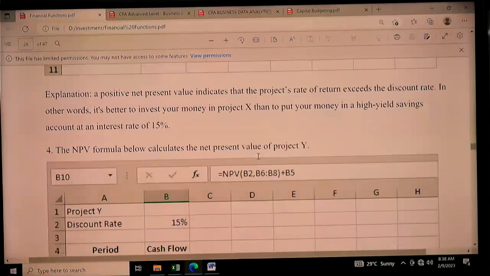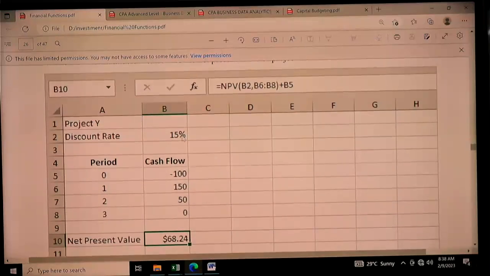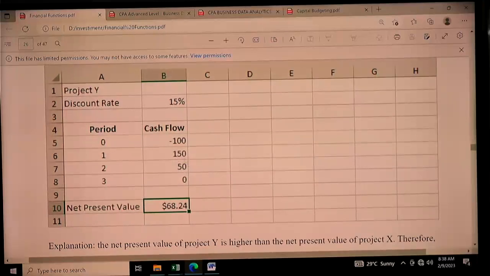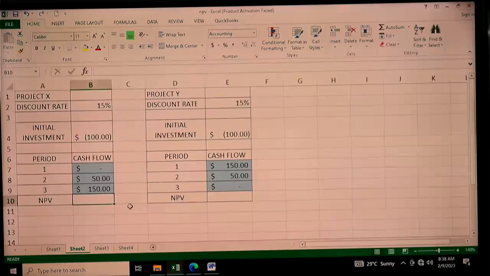We want to calculate for project Y. The discount rate is the same, and the amount invested is the same, $100. But now the payback time is different. This project is paying the amount earlier than the previous project, with the same amount. If you use the previous worksheet I sent you, I have compared the two projects in the same worksheet.